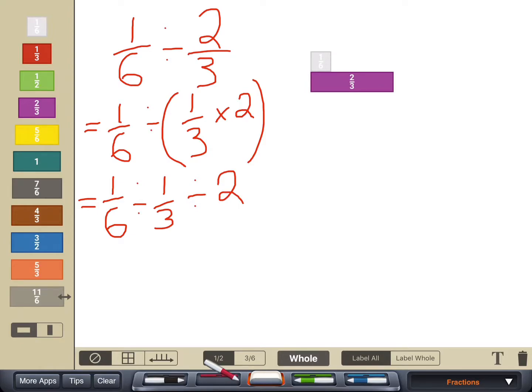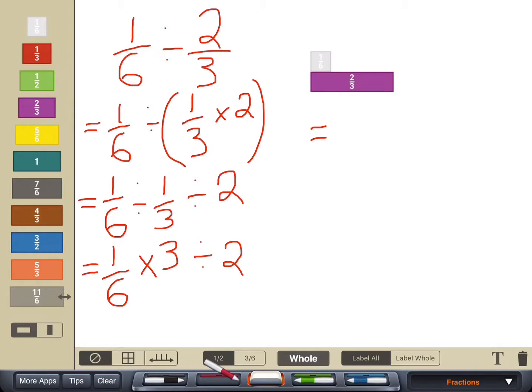Okay? Now, remember that division by a unit fraction, in this case 1/3, is equal to multiplication by 3 because the whole is divided into 3 equal parts. So I need to take the number of wholes, in this case 1/6, and multiply that by the 3 equal parts that the whole is divided into. And I still have my division by 2. And I'm going to finish it up here.